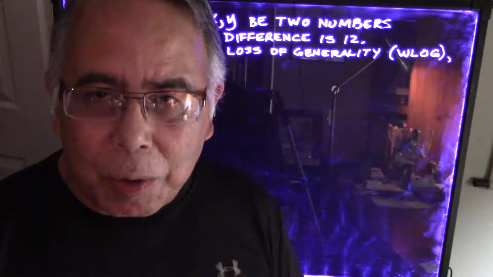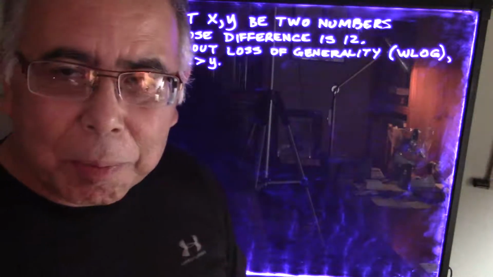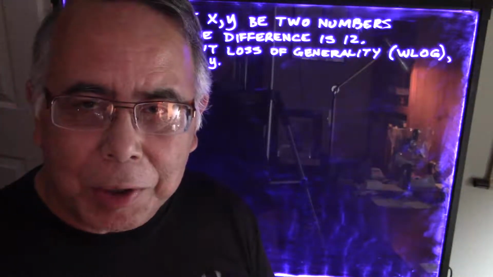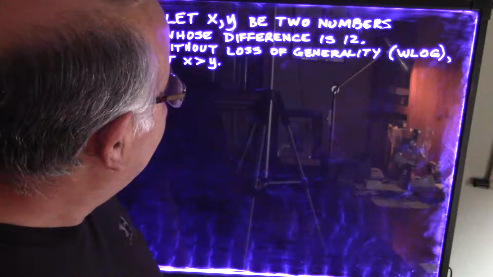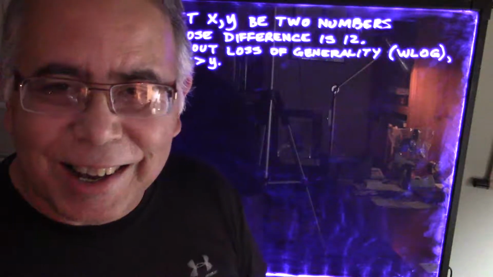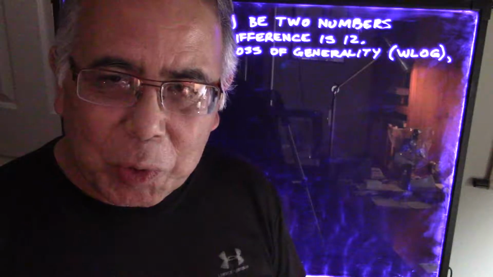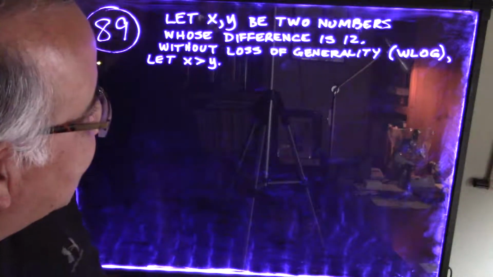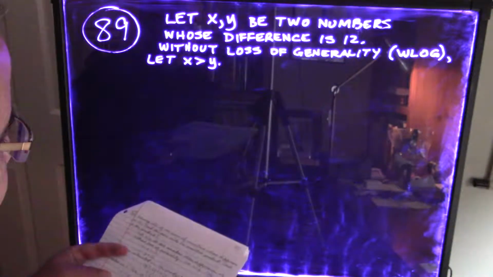Okay, so we don't want to lose generality here. We want it to apply to every possible situation. That's the general part. So without loss of generality, we'll just let x be greater than y. Well, what if it's not? Oh, then pick y to be greater than x. But it doesn't matter which one. They're just names that you've given to these two numbers, just variable names. So there's nothing wrong with saying that.